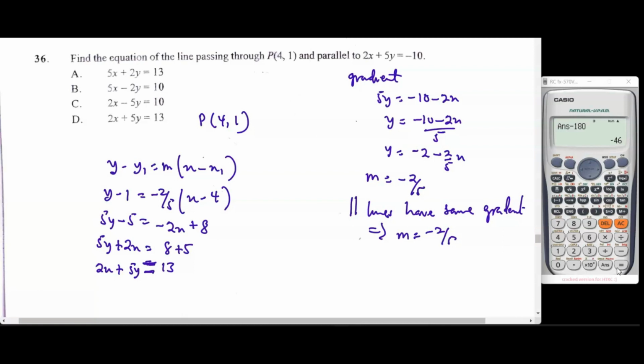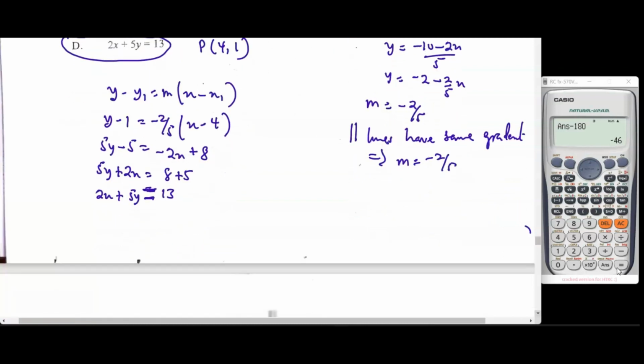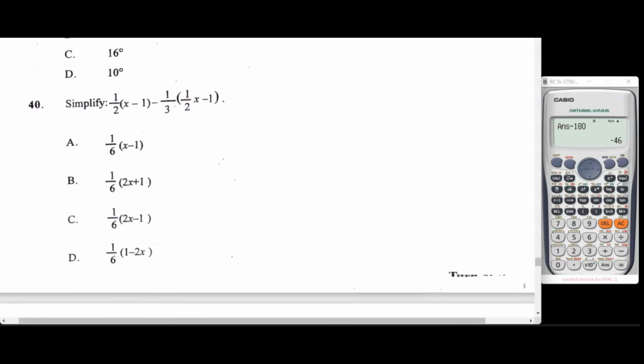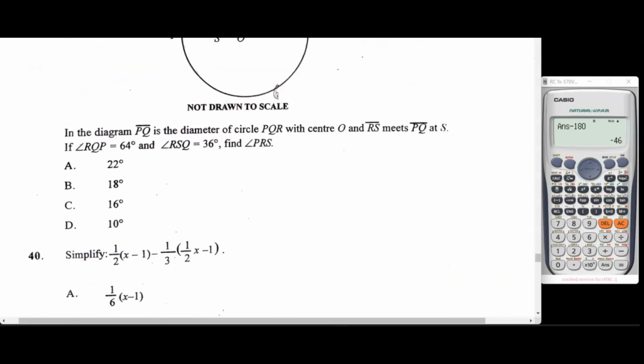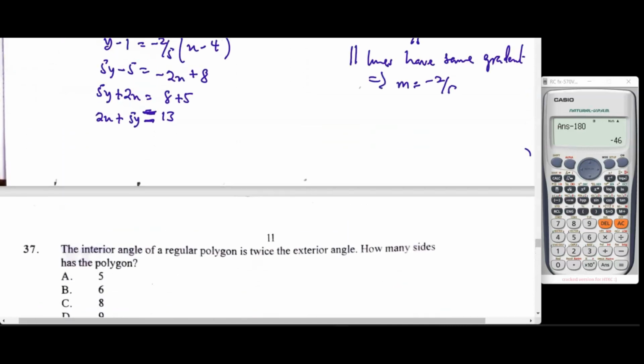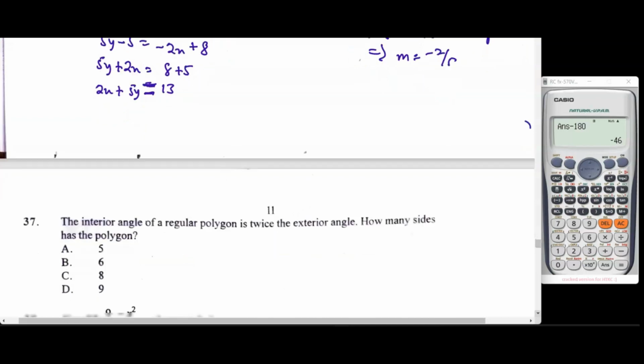So this is the equation of the new line, which passes through the point 4, 1, which is point P, and parallel to the given line. 2x plus 5y equal to 13, which is possible answer D. Going on, we'll be done soon, so be with me. Going on, we are at question number 37.